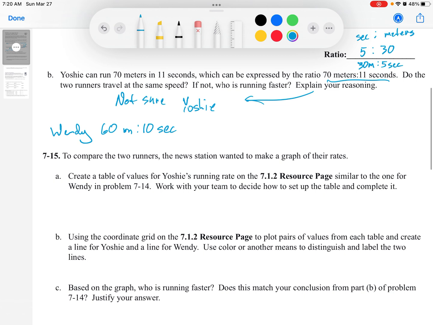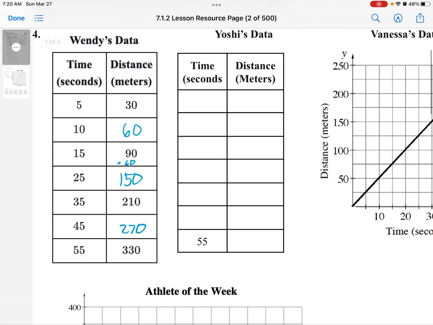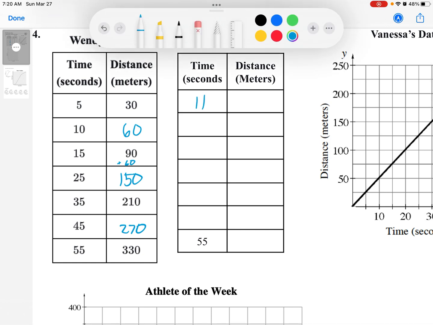Okay, so there we go. So what we're going to do is we are going to compare the two by graphing their rates, right? So we're going to graph that, but we can make a table and we're going to complete that. And that's really the key part that's going to help us here, right? So if we find out that he does 11 seconds in 70 meters, what we could do is we can just keep building this up.